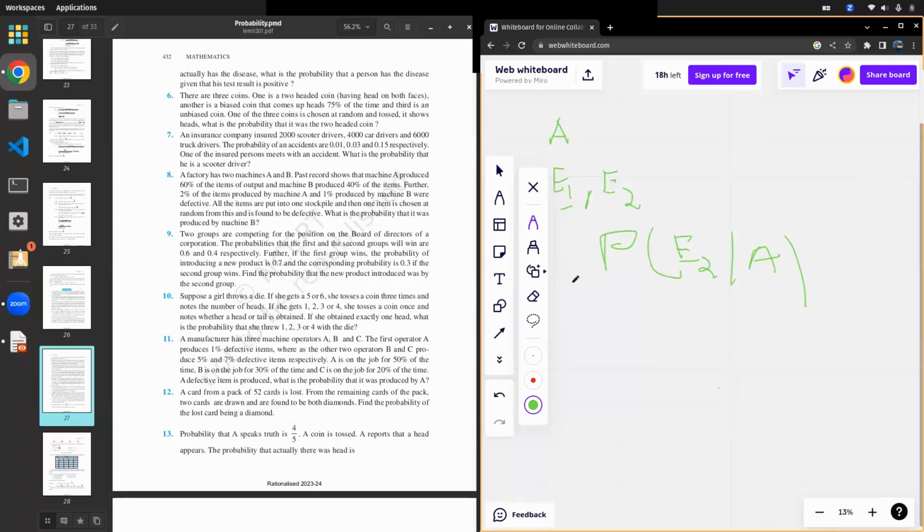Here also we'll define the events. Let A be the event that she got exactly one head, E1 be the event that she got 5 or 6 when she threw the die, and E2 be the event that she got 1, 2, 3, 4. So we have to find the probability of E2 given she got one head. In this question, if we want to use the Bayes theorem, we should know the value of probability of A given E1 and probability of A given E2.